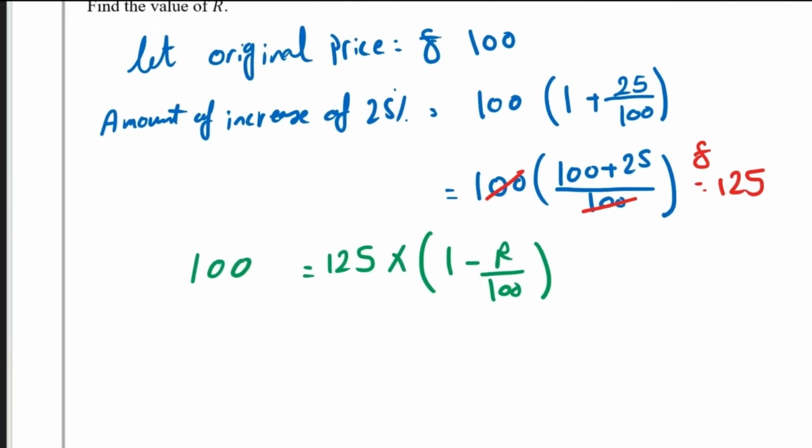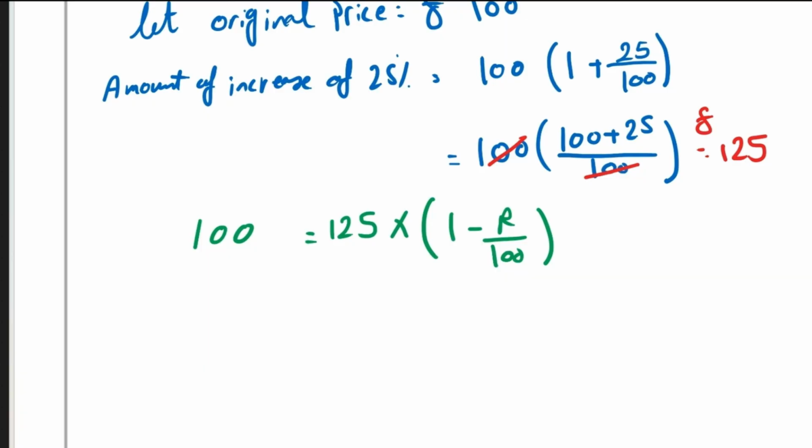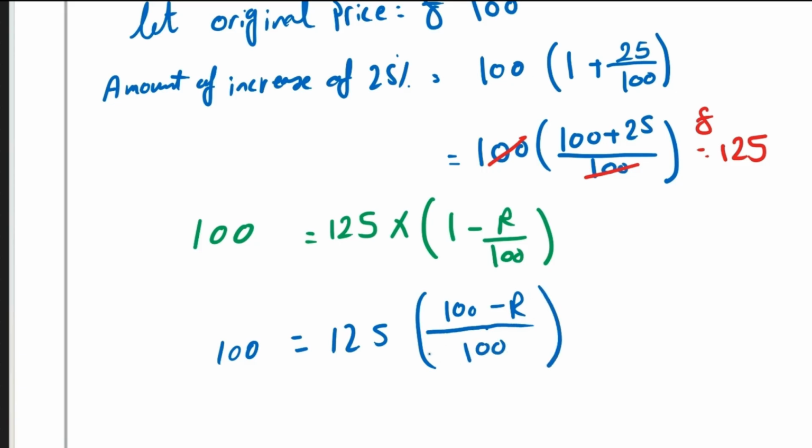So what we need to do now is just rearrange the equation in order to get the value of R. Again, in order to calculate this one, we need to make the denominators the same. So this is 100. How to make the denominator the same? Multiply the top of the fraction by 100, the bottom of the fraction by 100. That would mean 100 equals 125 times 100 as a fraction, take away R, and all of them divided by 100 as we made the denominators the same.